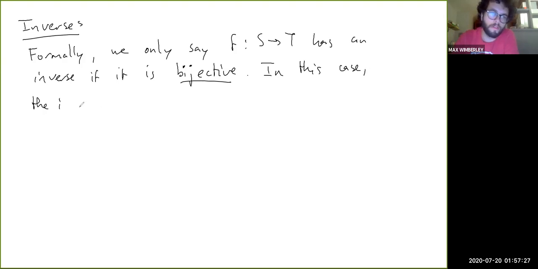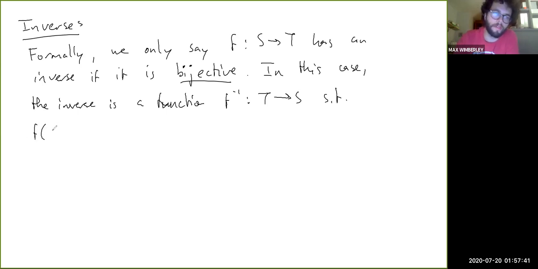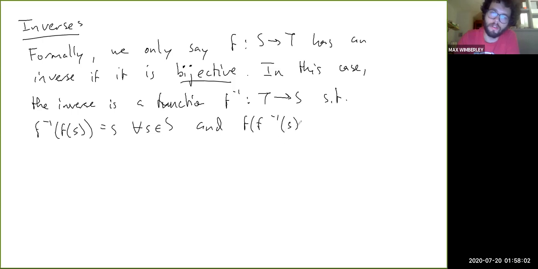The inverse is a function f inverse from T to S such that f inverse of f of s equals s for all s in S, and f of f inverse of t equals t for all t in T.